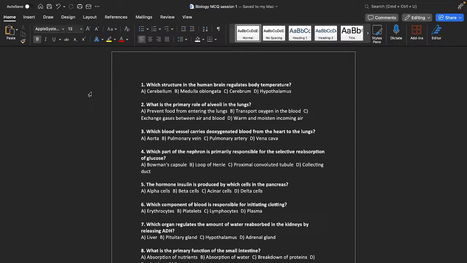Which component of blood is responsible for initiating clotting? Erythrocytes, which are our red blood cells, platelets, lymphocytes, or plasma? So it will be platelets. Platelets is the right answer in this question.